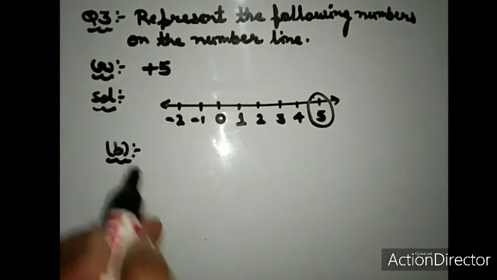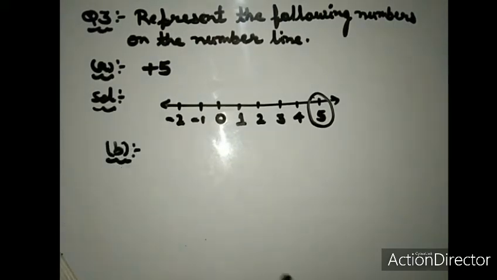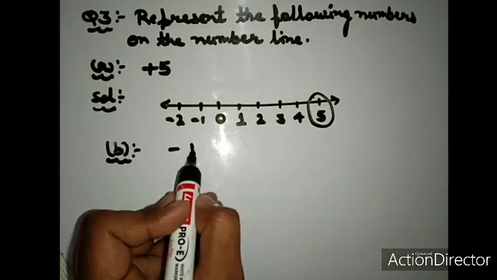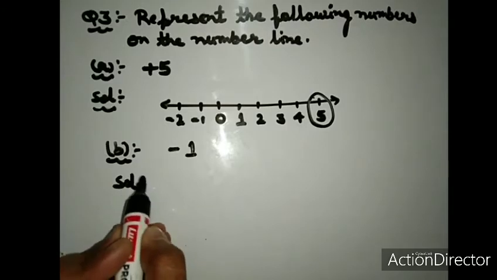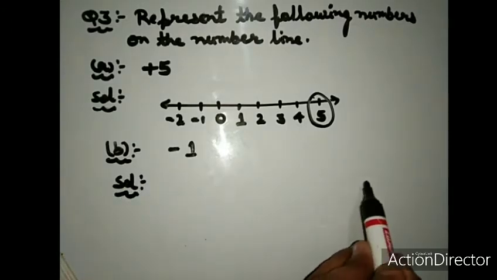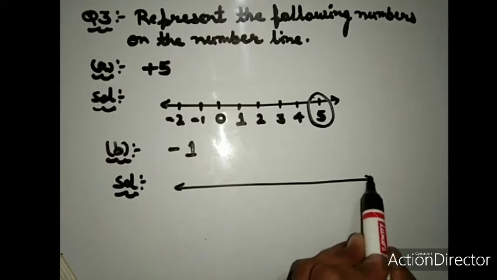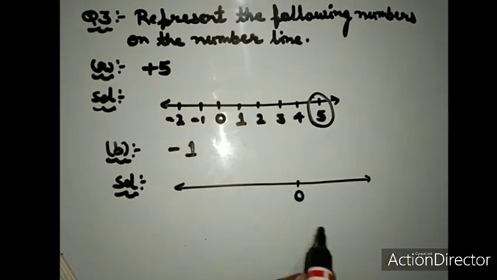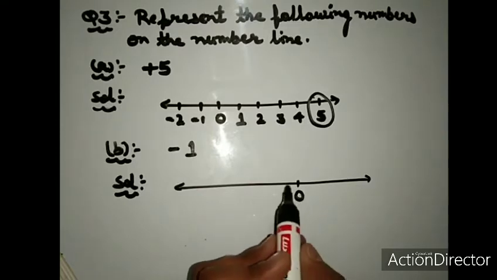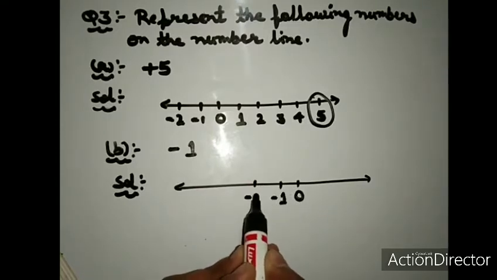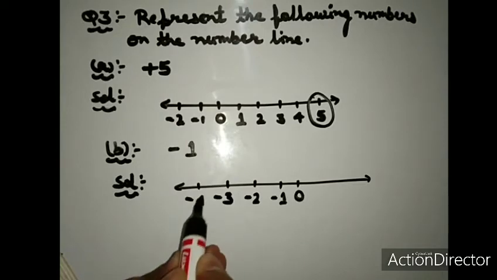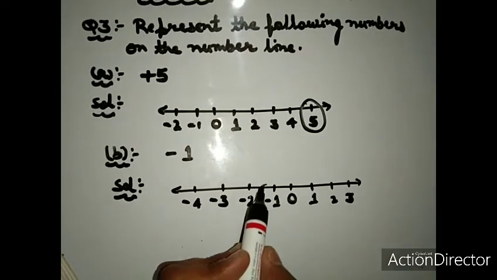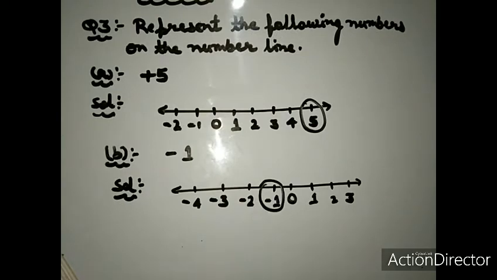Now the next number is minus 1. Here we again draw a line, and here we take 0, and you all know that we write negative numbers on the left hand side of the 0. So here we circle this number on the number line. So you represent the numbers or integers on the number line by using the same method.